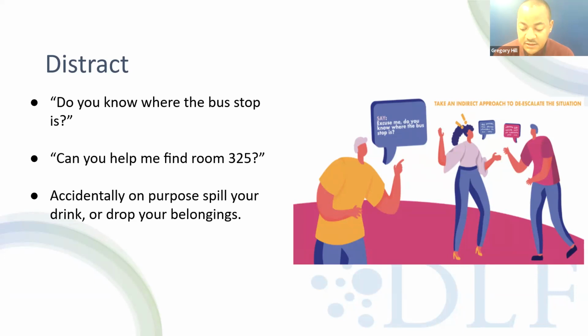Accidentally on purpose, spill your drink. Or you may ask for the time, or pretend to be checking your phone as you accidentally on purpose wander into the middle of the situation. The goal here is to divert attention away from the harmful interaction and help the person affected get away or regain their composure.